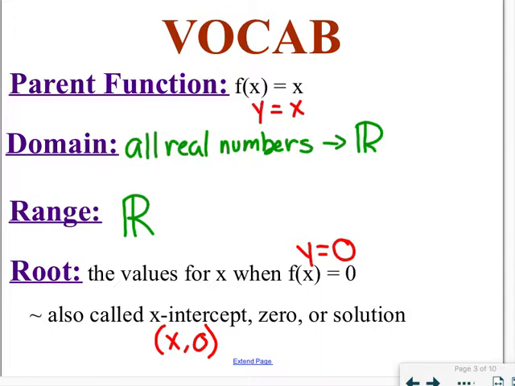Your book will use them interchangeably. I will most likely call it the x-intercept or the solution, but your book in this section focuses on calling it the root.